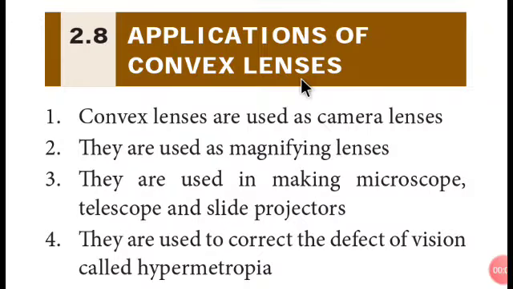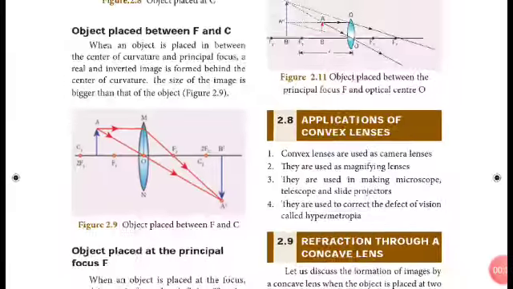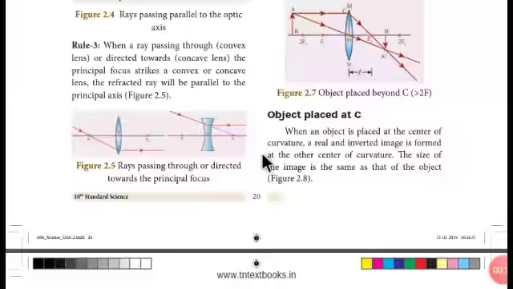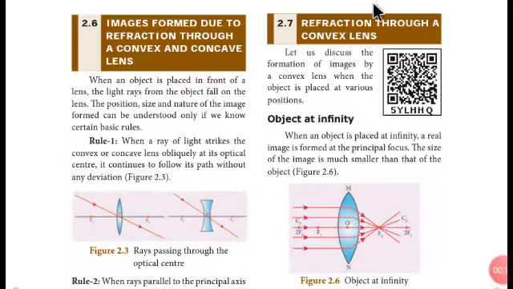2.8 of your chapter Optics. In this session, we'll be discussing applications of convex lenses, just the 4 points. And before that, we'll be doing the recollection part. In last session, we read something about refraction through convex lenses, and under that, we saw 6 subtopics.